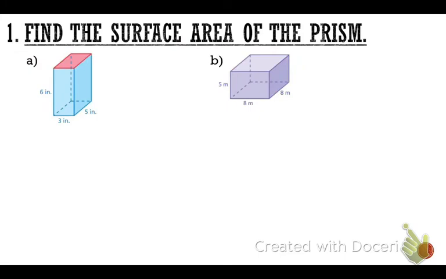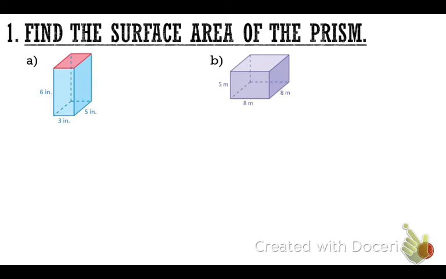Find the surface area of the prism. Remind me again, guys, how many bases does a prism have? 2. So, what would the shape be that there are 2 of? A rectangle. Repeat after me. Rectangular prism. All right, so this one right here is a rectangular prism.